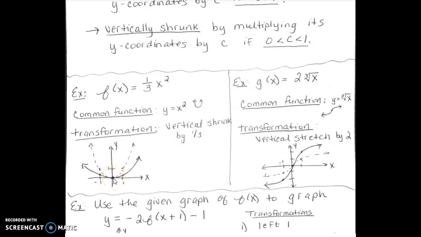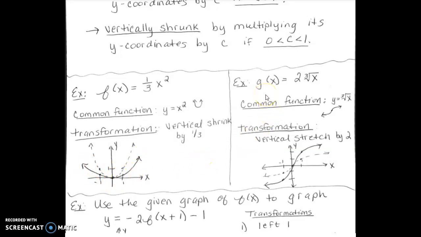0, 0. So y value of 0 times 1/3, it's still 0, so it stays where it is. And then this y value of 1, 1 times 1/3 moves to 1/3. So the x's don't change. We just multiply y values by 1/3, and notice we get this still a U-shaped graph, but notice it's closer to the x-axis. That's why it's called a shrink.